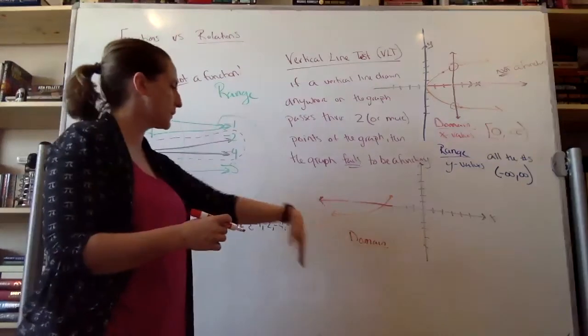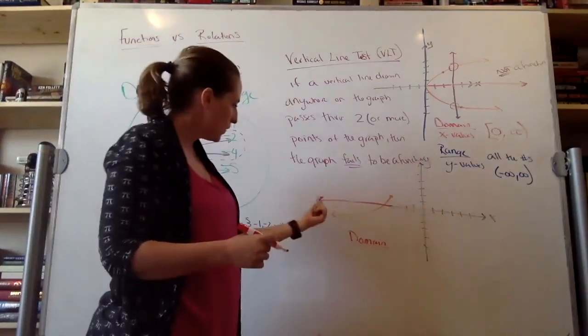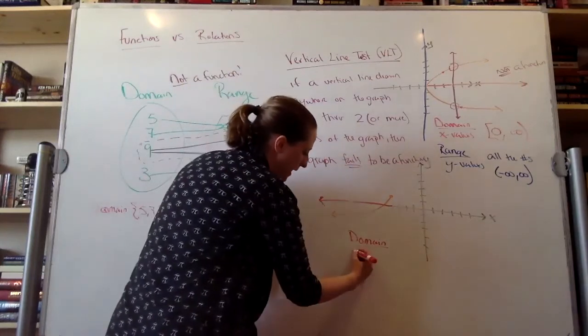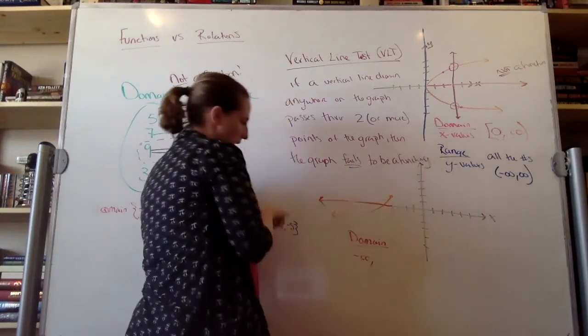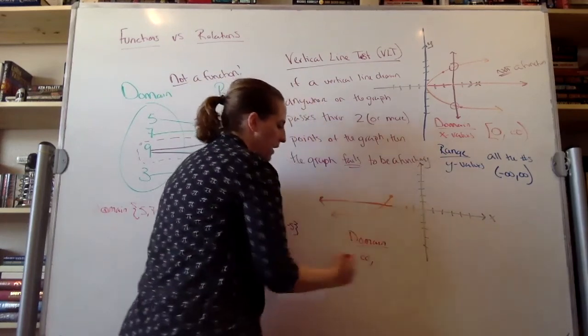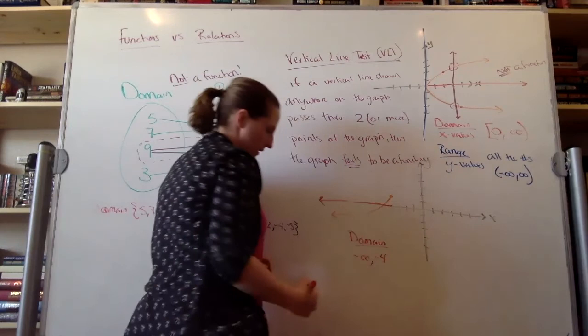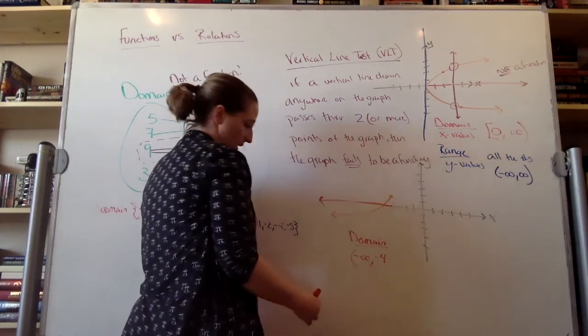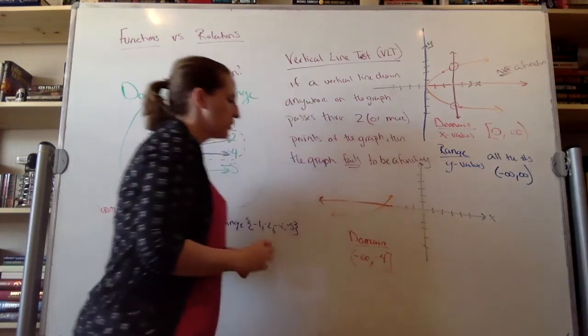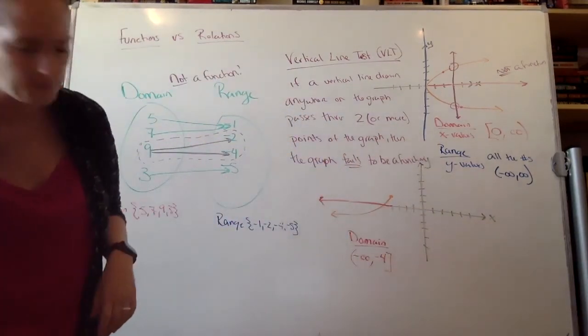Remember, when we do intervals, we always work from left to right. So this arrow tells me this line is going to keep going to -infinity. So my domain is going to start at -infinity, and it's going to stop right there at 1, 2, 3, -4. So our domain is -infinity to -4. We never include infinities. And we're going to include -4 because look at that solid circle right there. Okay, so our domain is -infinity to -4.